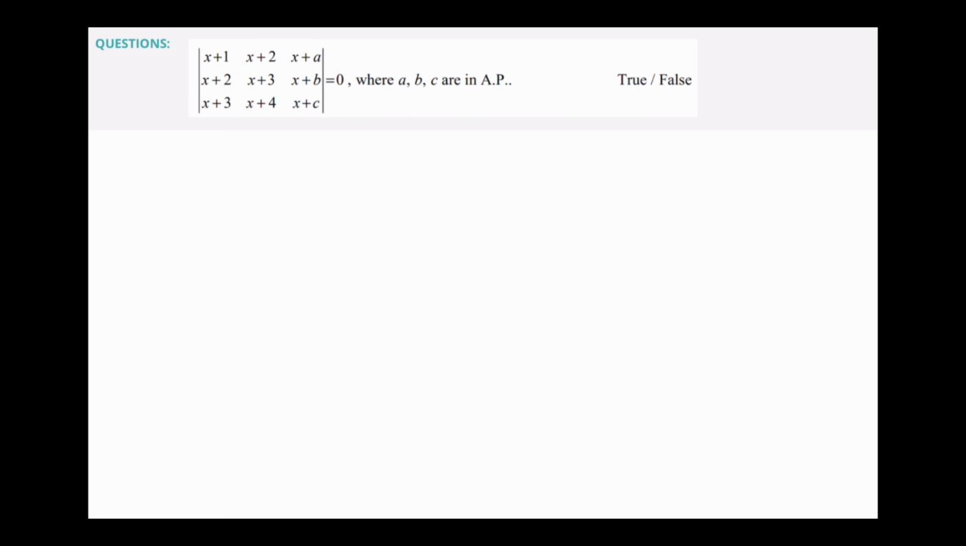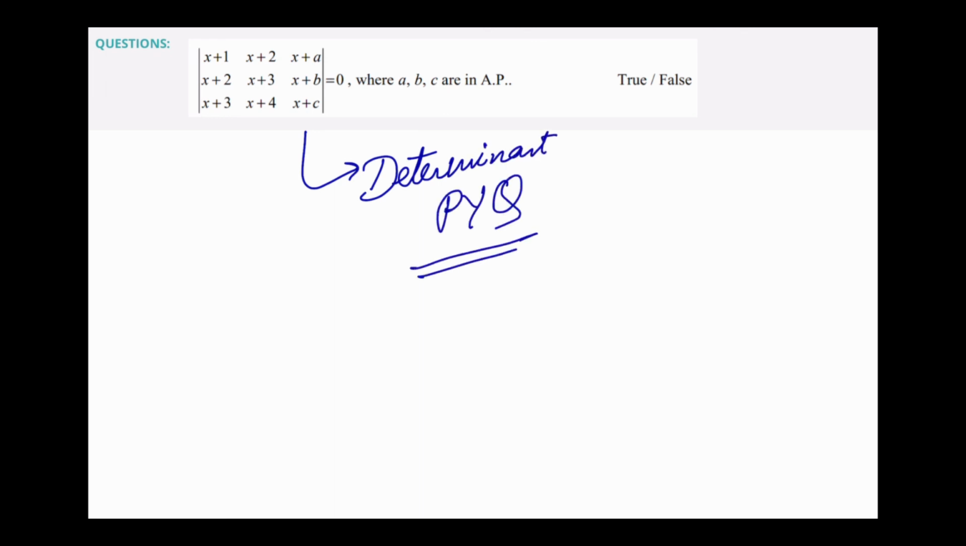Now students, this question we have already solved in the determinant PYQ section. In the determinant PYQ video, do check it and you'll be able to solve all the other determinant PYQs also. We have put up the time stamping, so you won't have difficulty finding the question and you can check the answer.